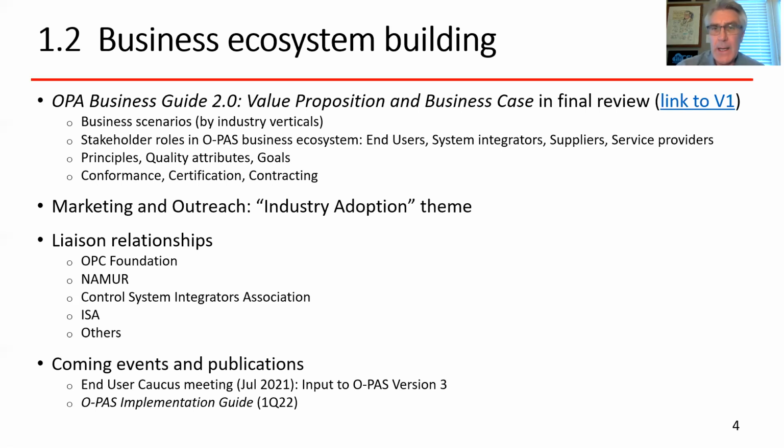We also define and provide commentary on what are the business considerations for all of the stakeholders in this business ecosystem, where the stakeholders include end users, systems integrators, suppliers, and service providers. The business guide also articulates principles, quality attributes, and goals, and sets forth the larger policies for conformance, certification, and contracting.